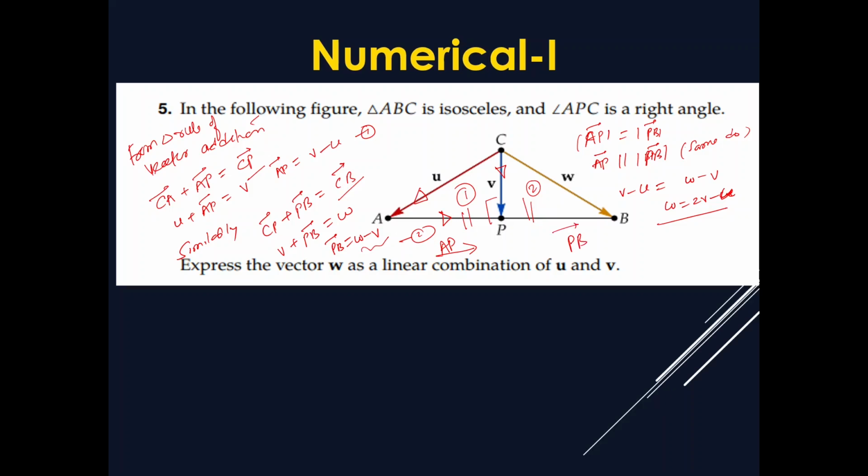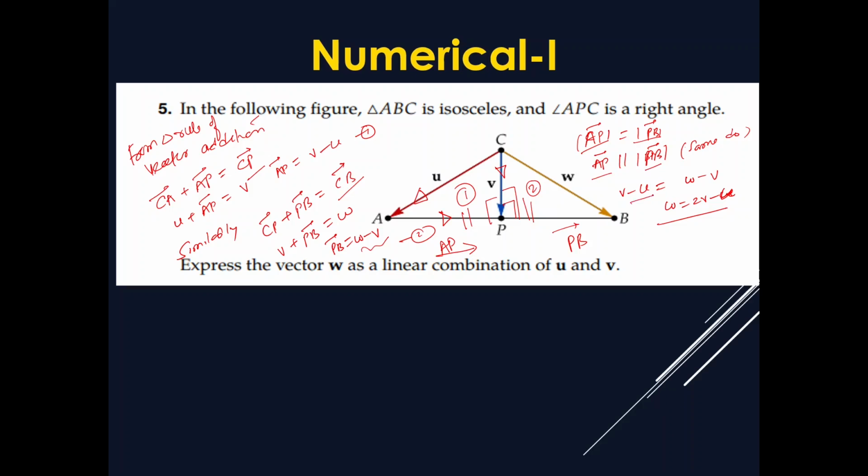So, both have the same direction. If the vectors have the same direction and at the same time equal magnitude, because, as I told you, it's an isosceles triangle and this particular angle is 90 degrees, this base will be equally divided. So the magnitude of AP will be the magnitude of PB, and the directions of AP and PB are the same. So both the vectors can be the same.